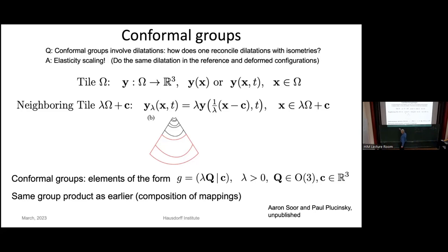We use the group product lambda 1 q 1 c 1 times lambda 2 q 2 c 2, where we just multiply lambda 1 and lambda 2. I think there are other group products. You can do one with addition too, or you can make up some other things. We haven't investigated all possibilities, but it goes like this. We're going to do it consistent with composition of mappings. So we get c1 plus lambda 1 q1 c2. Very good. So that's the group mapping. Okay, now we're up and running.